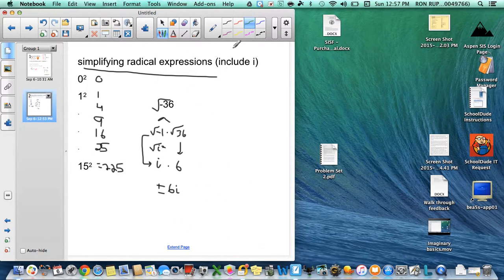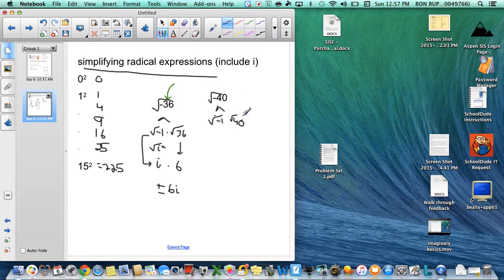See, this was a perfect square. I'm going to do it in green because green is pretty. But sometimes we're going to have stupid numbers like negative 40, and we're going to have the square root of that dumb number. So we're going to do it the same way. Negative 1 inside of a square root. Let me rewrite that because that was terrible. Square root of negative 1 and square root of 40.